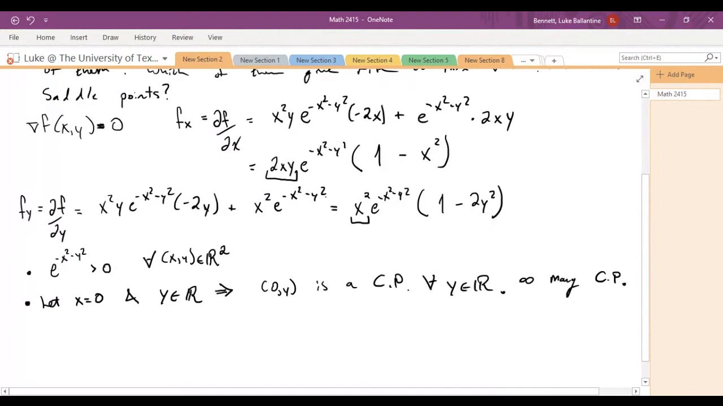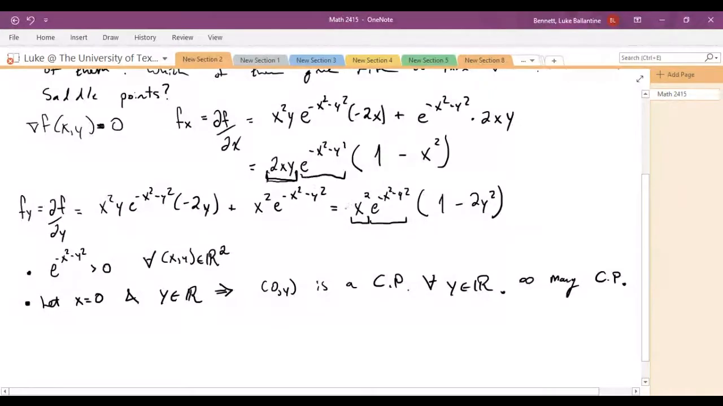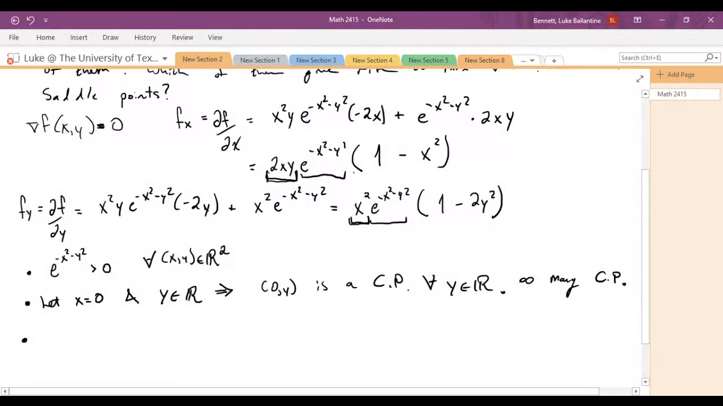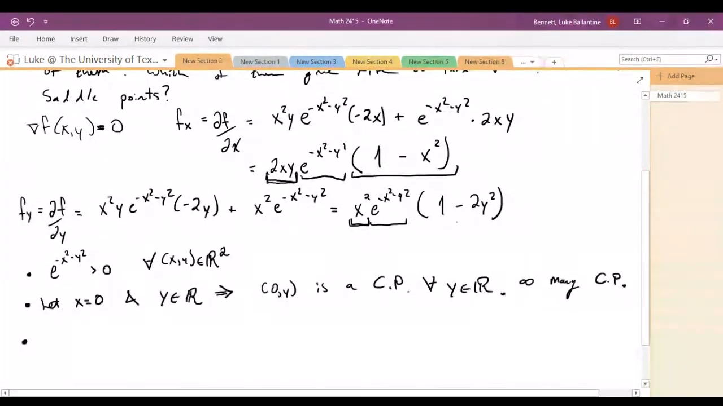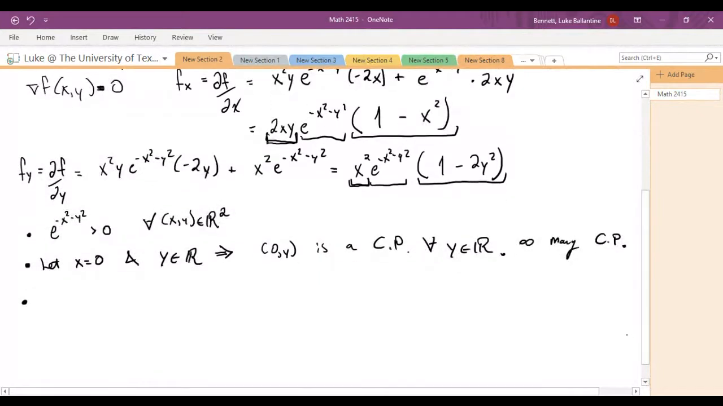Okay. So that takes care of, well, this component of the derivatives. The e is always greater than 0. We don't have to worry about that. Letting x be 0 will zero out f sub y and f sub x because of this x squared and this 2x term out front. Now we can strip it down to what's left: 1 minus x squared, 1 minus 2y squared. When those both equal 0, then we also get the gradient equals 0.